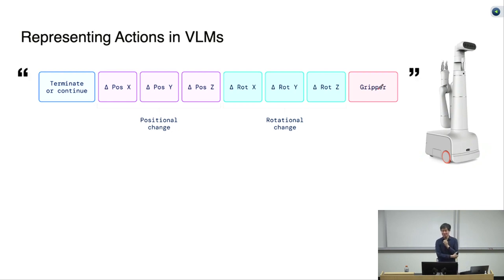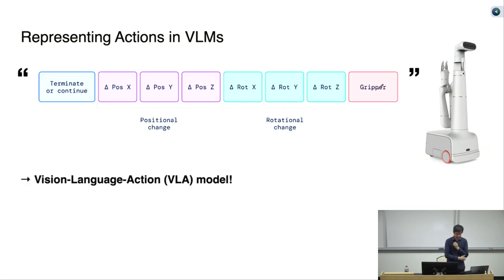Very easy. We make it a string. More concretely, what we did is we discretize each of these numbers into 256 bins. Then we restrict the vocabulary of the vision language model's output to integers ranging from 1 to 256. Then that aligns the vision language model's output and the robot's action space. This gives us the vision language action model.